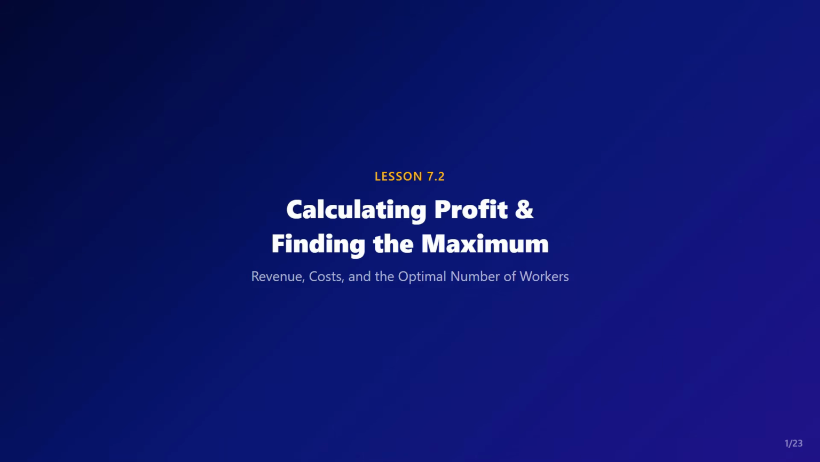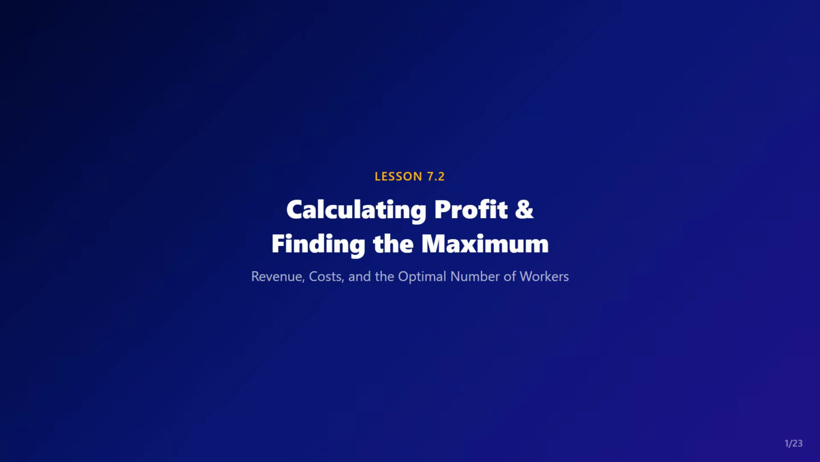Calculating profit and finding the maximum point. Hello everyone. In this section, we will add columns for revenue, expenses, and profit to our table, and discover how many workers a producer should hire to maximize profit. We'll continue with the orange orchard example.